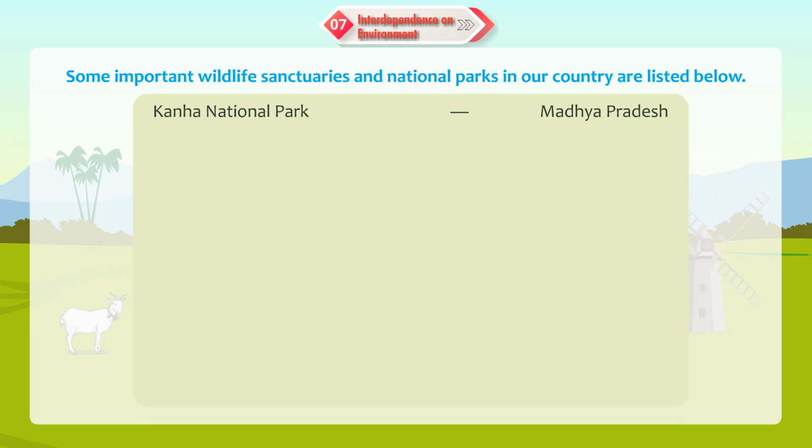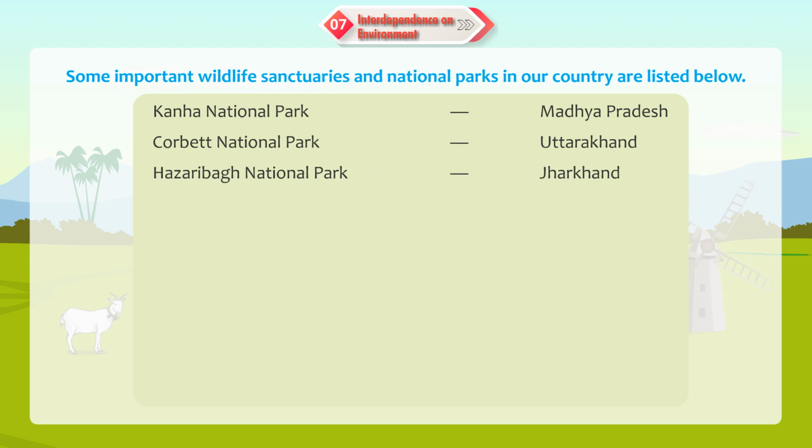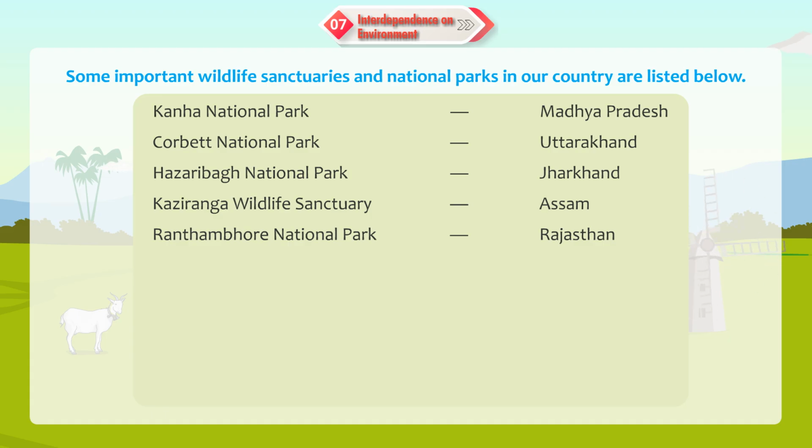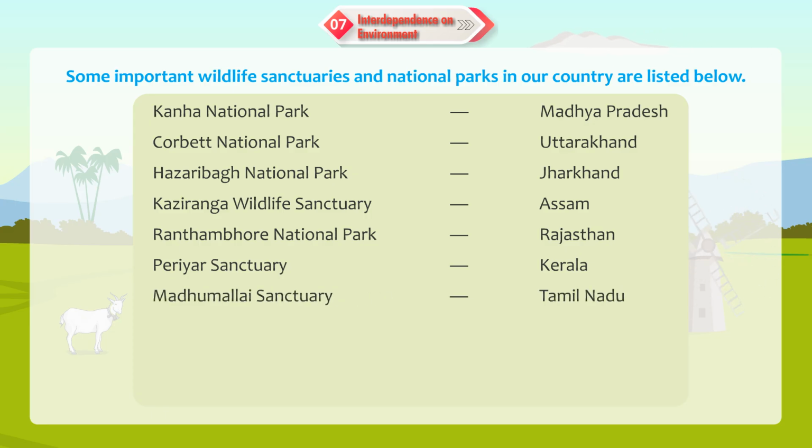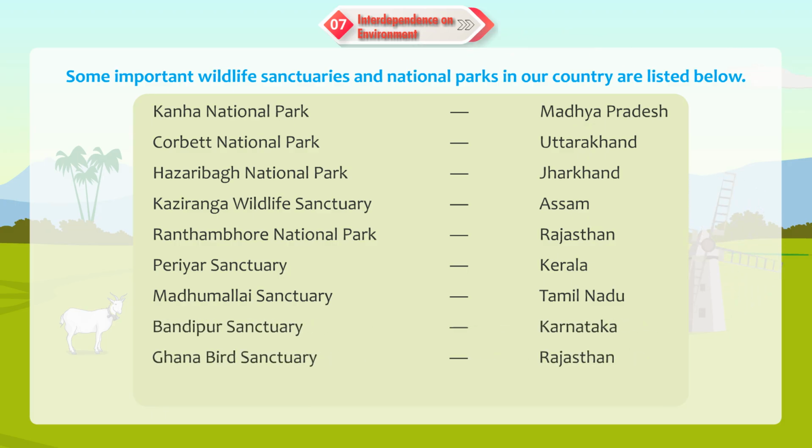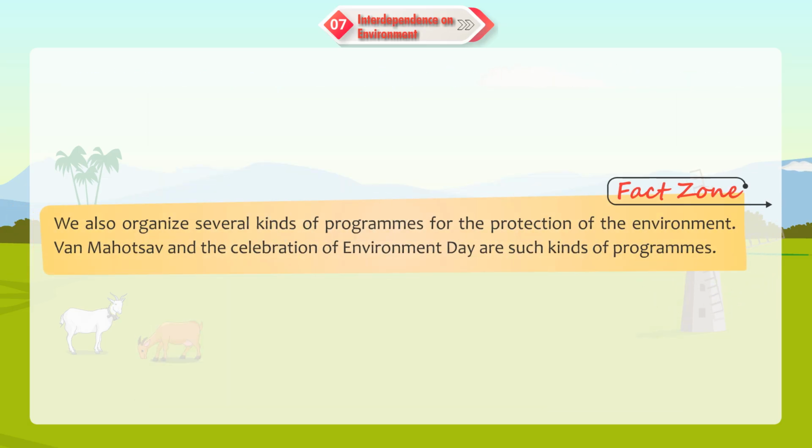Kanha National Park, Madhya Pradesh; Corbett National Park, Uttarakhand; Hazaribagh National Park, Jharkhand; Kaziranga Wildlife Sanctuary, Assam; Ranthambore National Park, Rajasthan; Periyar Sanctuary, Kerala; Mudumalai Sanctuary, Tamil Nadu; Bandipur Sanctuary, Karnataka; Ghana Bird Sanctuary, Rajasthan; Gir Sanctuary National Park, Gujarat.